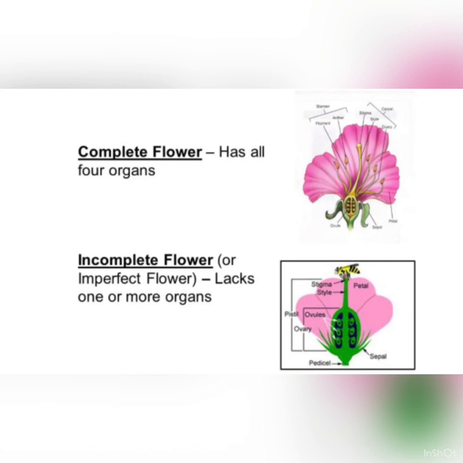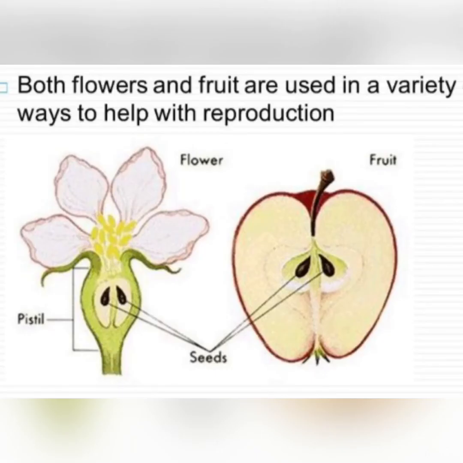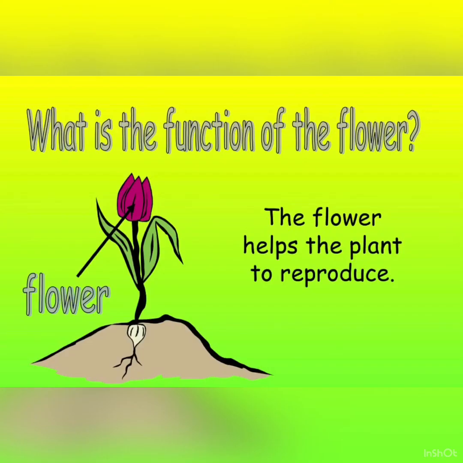You have seen both flowers and fruits used in a variety of ways to help with reproduction. Flowers help in reproduction, and the sweet nectar of the flower serves as food for insects, birds, and bats. Some flowers such as cauliflower and broccoli store extra food and are eaten by us. And cloves are spices obtained from flowers.